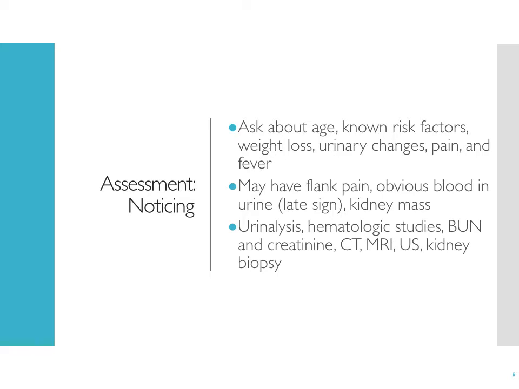We may also see elevated serum creatinine and blood urea nitrogen levels, which would tell us that there's impaired kidney function. The kidney masses are more likely to be detected by a CT scan or an MRI. And ultrasound is also used to detect masses or for the initial screening. The kidney biopsy may be considered to help target therapy.